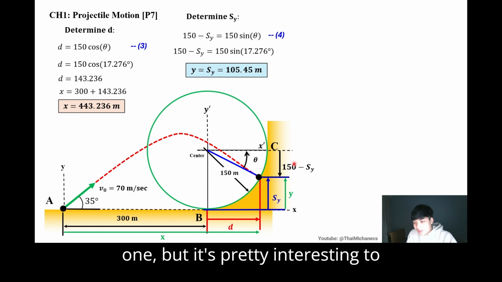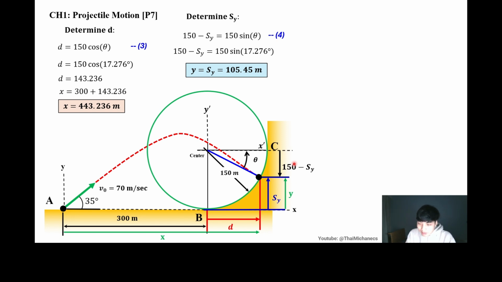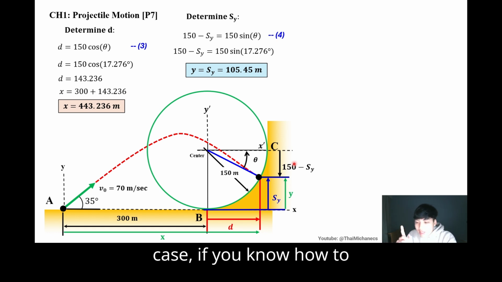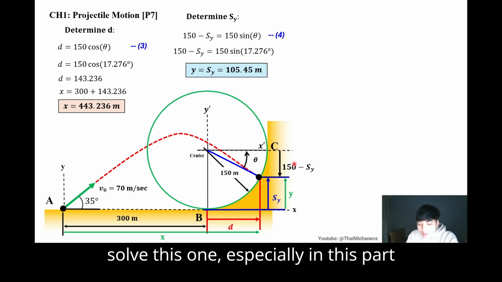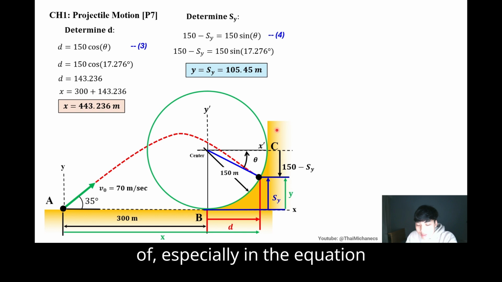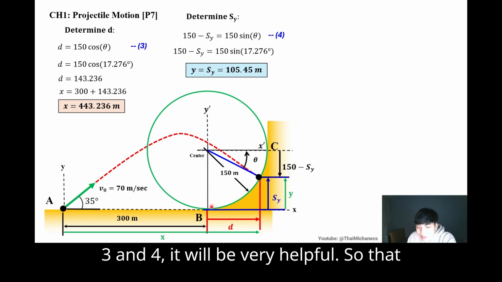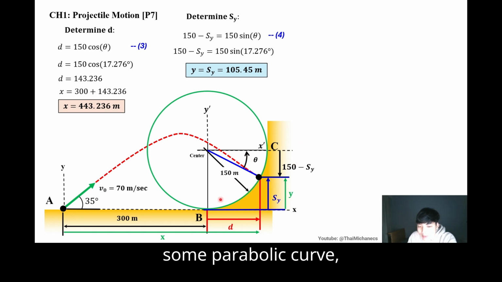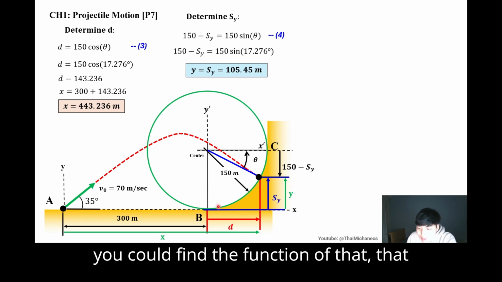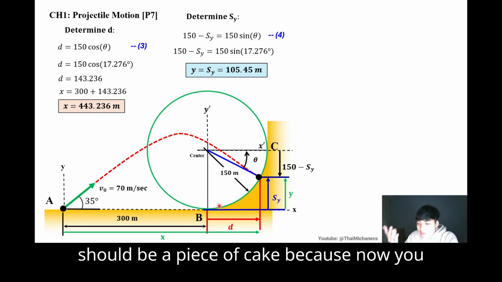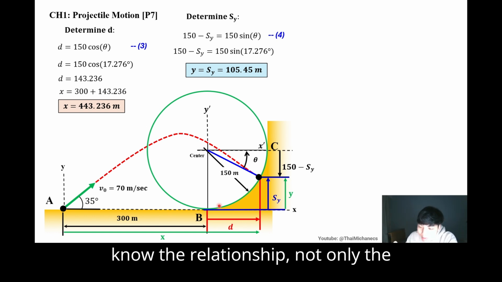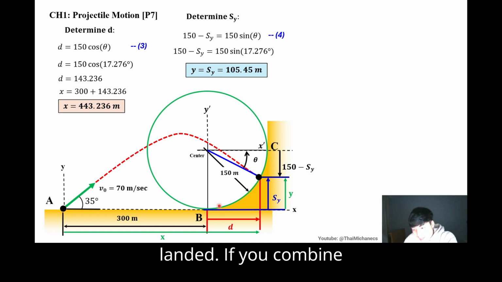I know it's a pretty long one, but it's pretty interesting to try to find the relationship between the flat line and the curved line. If you know how to solve this one, especially equations 3 and 4, they will be very helpful. If the curve changes into some parabolic curve, some weird angle or weird graph, and you can find a function of that, it should be a piece of cake because now you know the relationship, not only the projectile motion but also where it landed.